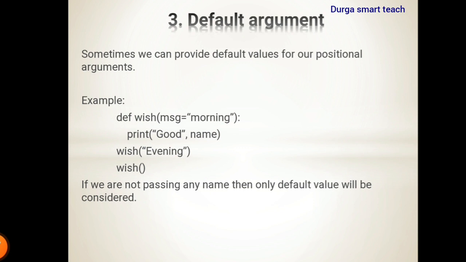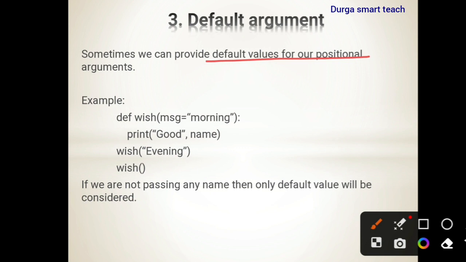And the third one is default arguments. Default argument is nothing but sometimes we can provide default values to our positional argument. If you want to provide a default value, then you need to use default argument. So here def wish, message is equal to morning. So here I am storing one value in the message variable.